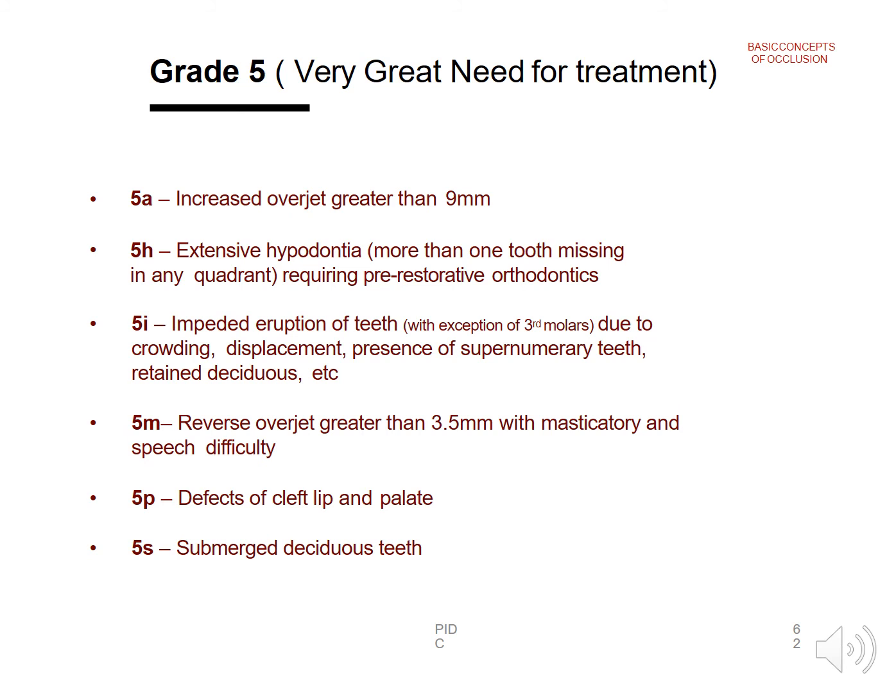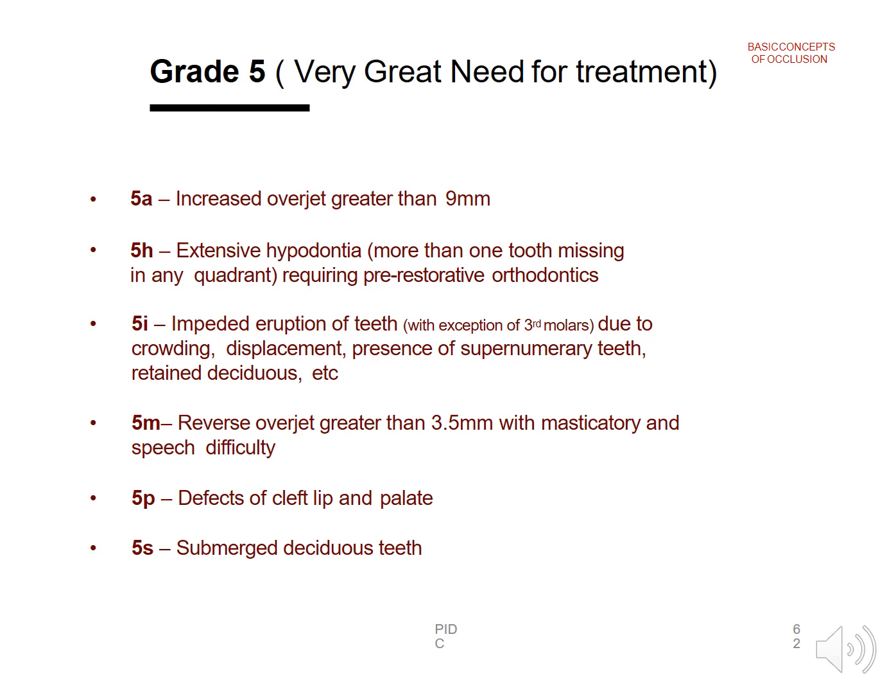5I, this is only special for grade 5. We don't have 4I, 3I, 2I, we just have 5I. So this is impeded eruption of teeth due to crowding, displacement, presence of supernumerary teeth and retained deciduous teeth and others, except impeded eruption of third molar.